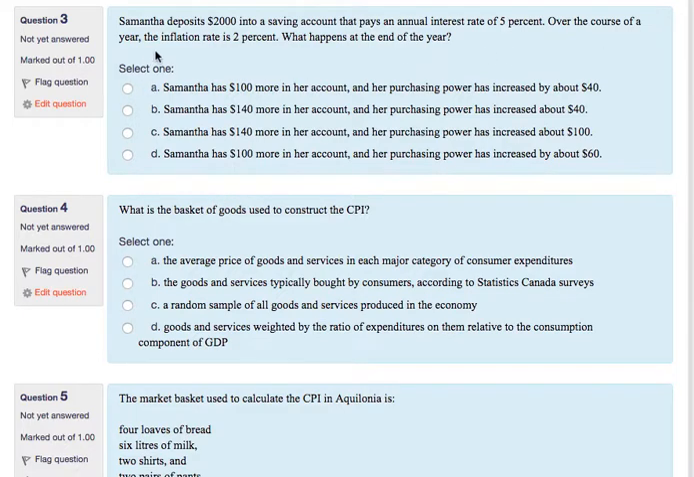And over the course of a year, the inflation rate is 2%, meaning that something that used to sell for $2,000 will now sell for $2,040 because the overall cost of goods has gone up by 2%. So normally most goods will go up by about that rate, so $2,040. Her account says $2,100. So her purchasing power has increased because she can still afford that good that used to sell at $2,000 and is now selling at $2,040, and she gets an extra $60.